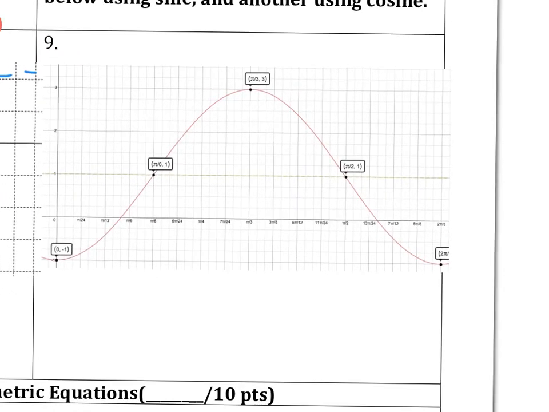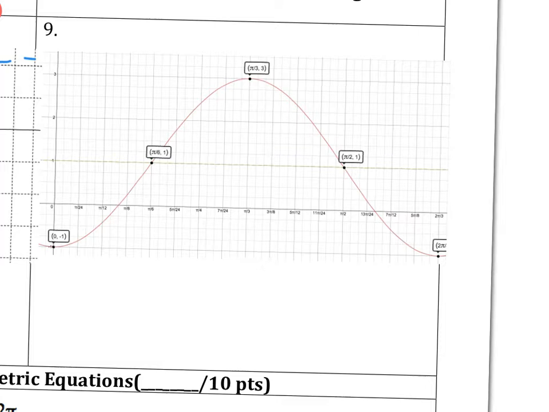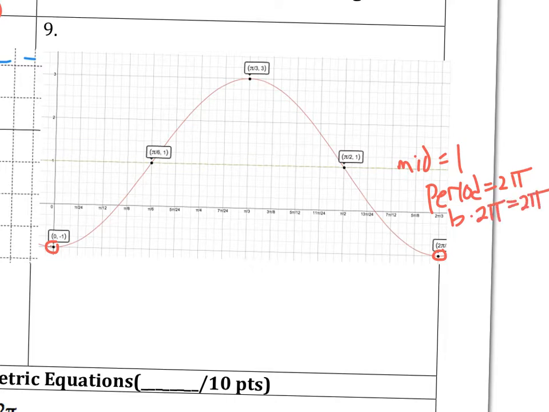For number 9, I've got to make a sine and a cosine equation using this graph. I notice that midline is equal to 1, that my period goes from 0 to 2 pi, that means that b times 2 pi is equal to 2 pi, which means that b is equal to 1. I've got to get an amplitude, and I'm going from 1 to 3. So it's an amplitude of 2. And then I've got to talk about phase shift.